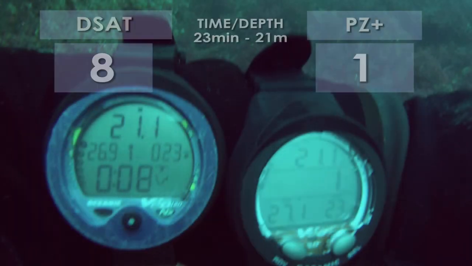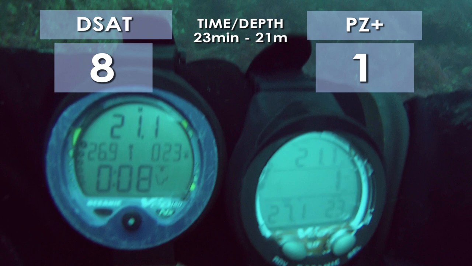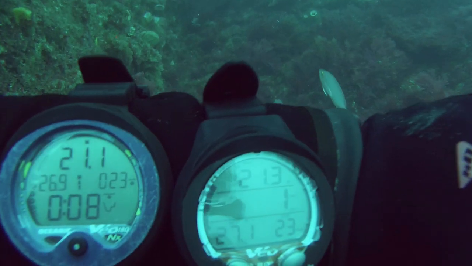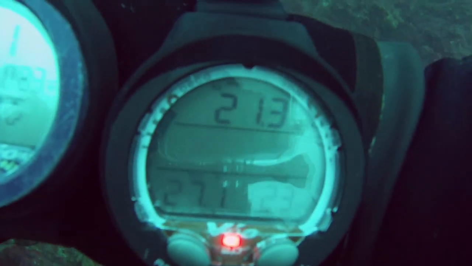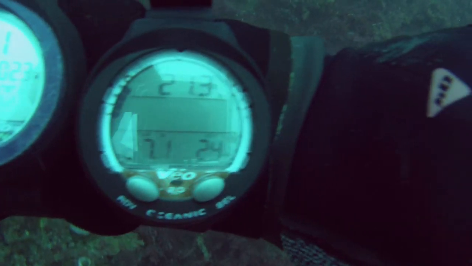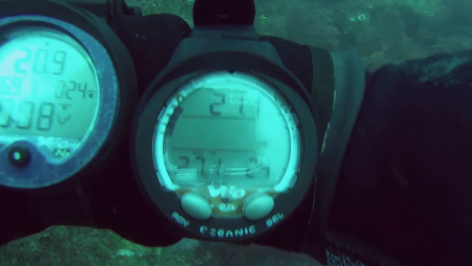Okay, it's got to be getting close now. 23 minutes in, I've got 1 minute left according to PZ Plus. And there we go. Out of time on the PZ Plus. I'll keep diving with my DSAT computer, which is what I'd normally do.